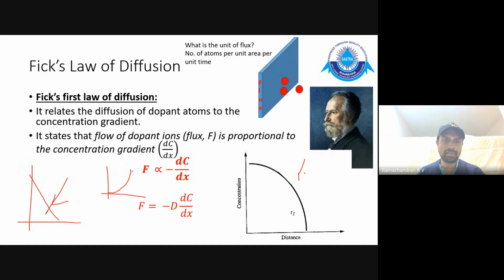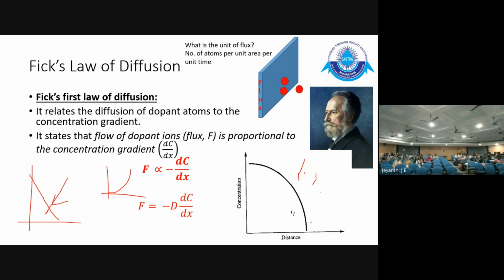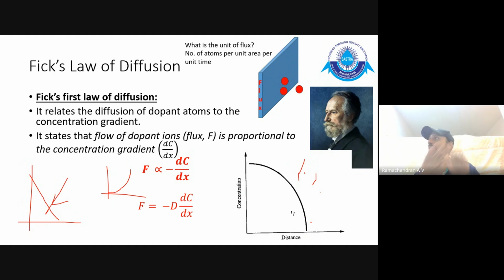So this is your line profile. This is your exponential profile. Now I'm asking, what is this profile? Any guesses? It is called Bell profile or otherwise called Gaussian profile. We come to it later. So this is the profile of concentration against distance.